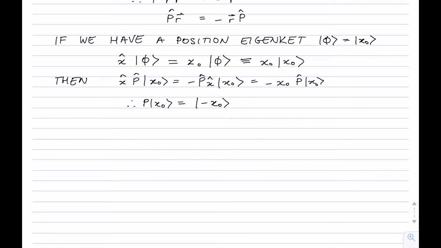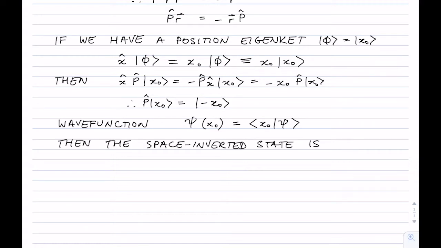Okay, so that's how the parity operator would act on the position eigenket x naught. So then what does it do to a wave function? Well, I can take a wave function ket psi, and if I write that in the coordinate representation, then that's psi of x naught, or ⟨x naught|psi⟩.